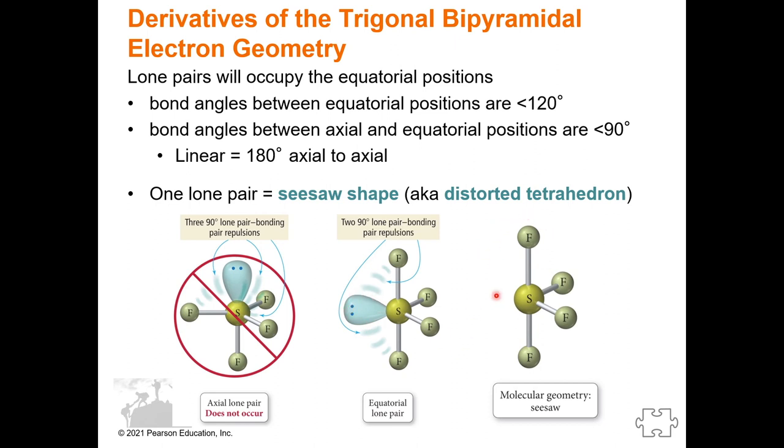So if you take a look at this molecular geometry here, you'll see that it does kind of look like a seesaw. You're just going to have to tilt your head to the left to actually see the seesaw. So don't forget, the molecular geometry is seesaw, but the electron geometry is still trigonal bipyramidal because we have five electron groups.